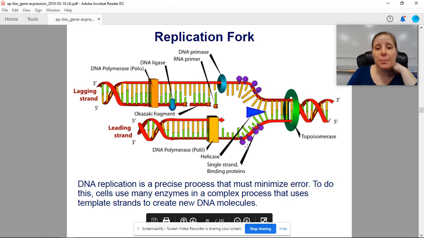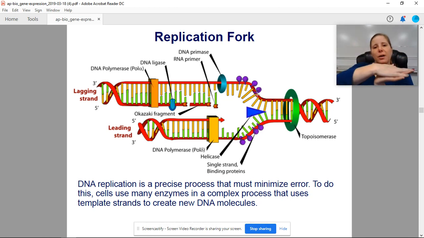You have single-stranded binding proteins. These just help keep things apart so that they don't want to come back together. You have DNA primase, which is going to be the primer for the lagging strand. It's going to hold a placement, like, okay, now I'm going to add, now I'm going to add. This is my starting point as it unzips more. And then the DNA primase will pop onto another spot and start adding again. An RNA primer is going to be the thing that starts it on the RNA side.